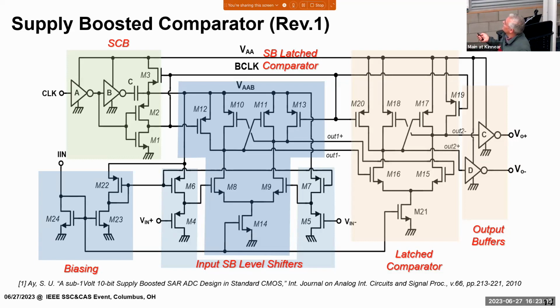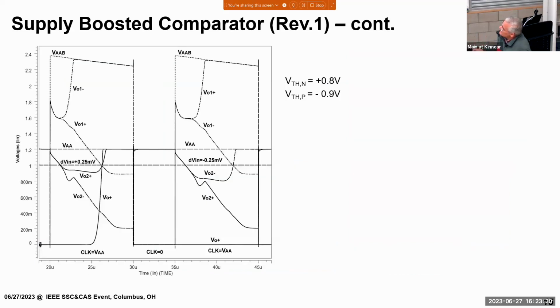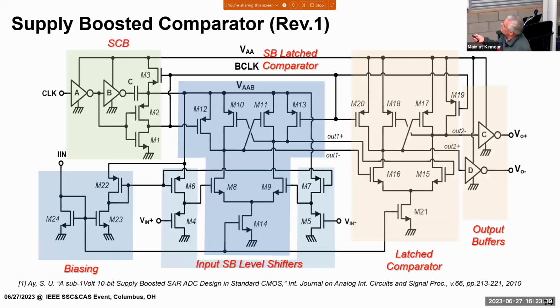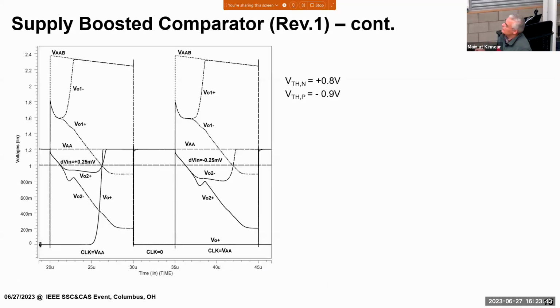Yeah. Then if you go to the plots, could you follow the VO plus over time on your plot? Because it's hard to see. This is VO plus. Okay. It goes from 0 to VAA. Yep. When the input is positive, 0.25 millivolt difference. Yep. That's the delta. And before that, you have this second latch comparator output, VO2 and VO2 minus, which is this output. Yep. And you use the threshold of those C and D comparators to really make the decision at that point.